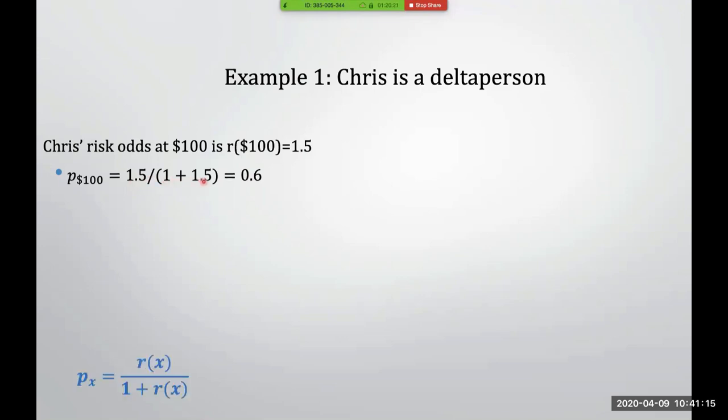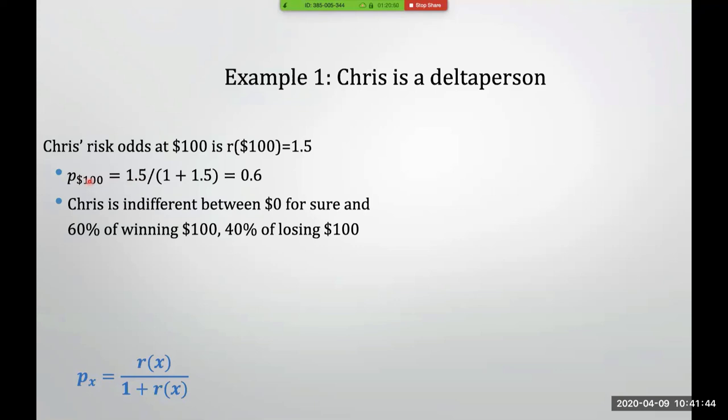So here the preference probability in the binary deal between winning or losing X dollars is equal to the risk odds of X dollars over 1 plus the risk odds of X dollars. Using this formula, we can figure out Chris's risk preference probability in the binary deal. So we know that Chris will be indifferent between not taking the deal and getting $0, and the deal of winning $100 with 60% of the chance.